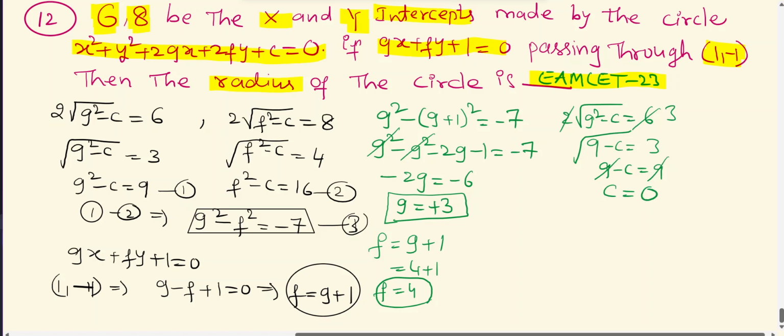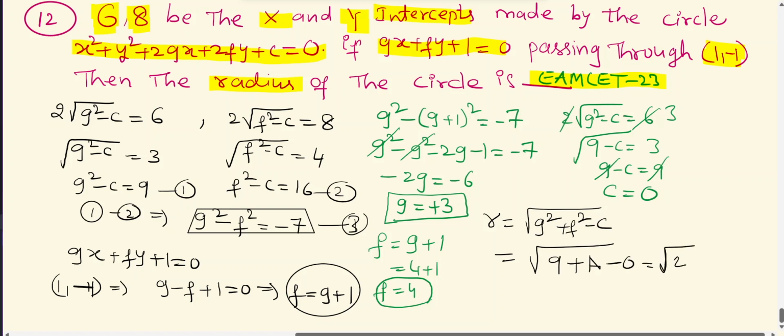Now we find the radius of the circle. We know that the formula for the radius is root (g square plus f square minus c). That is, g square is 3 square, 9, f square is 4 square, 16, c is 0. That is equal to root 25. This is 9 plus 16. Root 25 is equal to 5. The radius of the required circle is 5.